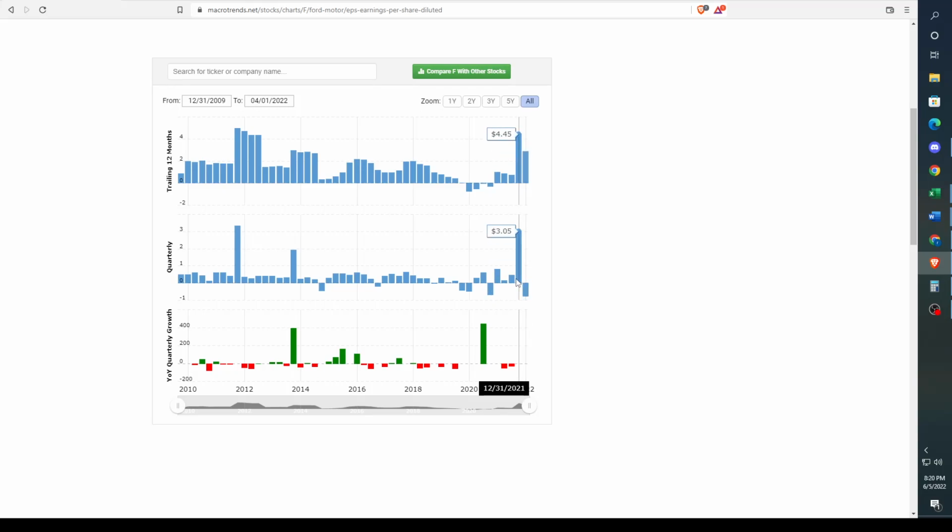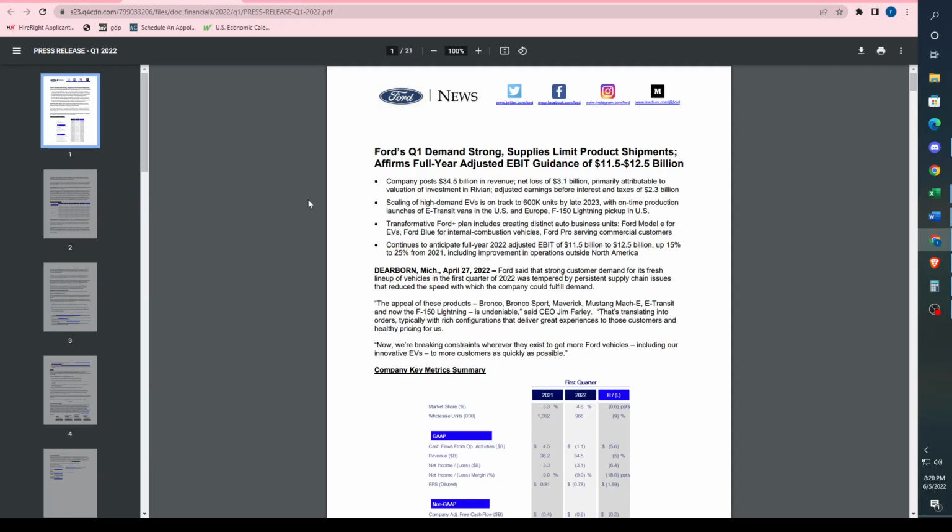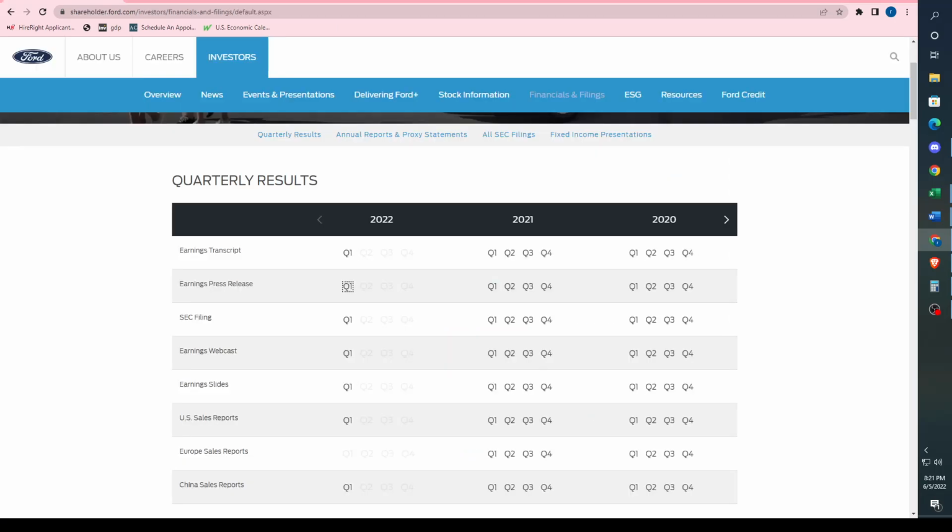When you look at this, it really makes you scratch your head and you think, okay, maybe I can't really use these earnings per share numbers. Maybe they're not reliable. So I'm going to jump into their financial statements. On the Ford investor page, I can go into the SEC filings and look up quarter 4 and quarter 1.